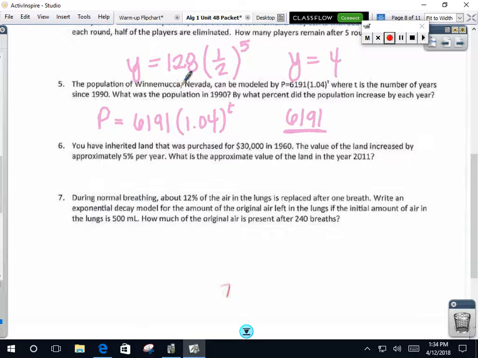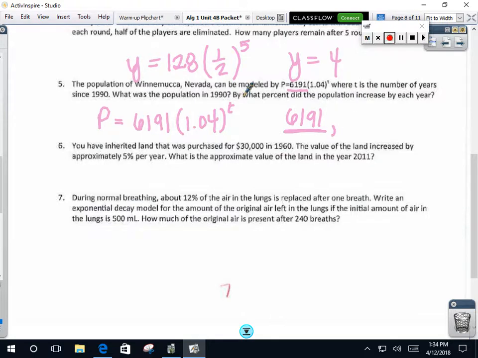Shh, y'all. It's not that big of a deal. Okay, think about it. It says T is the number of years since 1990. So they started looking at this town in 1990, and at that time, this was the population because that's what they put in as their starting value. So that was the population.